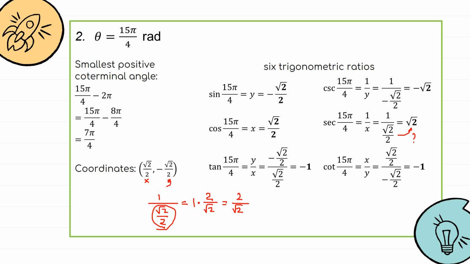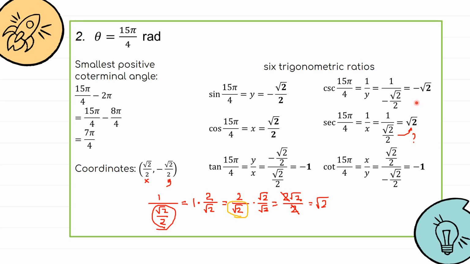But we're not yet done. Kasi, ang denominator mo ay radical. So, what we need to do is, we have to rationalize the denominator. In this case, we multiply the numerator and the denominator by square root of 2. So, we end up with 2 square root of 2 over 2. Canceling them, we end up with square root of 2. And that is why your answer for secant 15 pi over 4 is square root of 2.